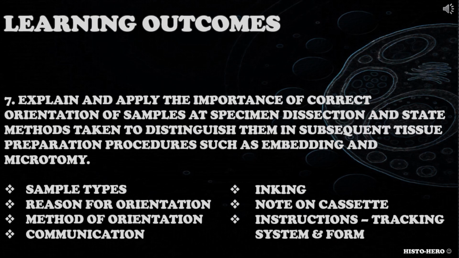The seventh learning outcome is for the candidate to explain and apply the importance of correct orientation of samples at specimen dissection and state methods taken to distinguish them in subsequent tissue preparation procedures such as embedding and microtomy.